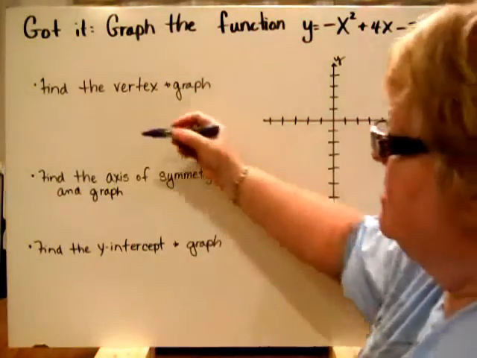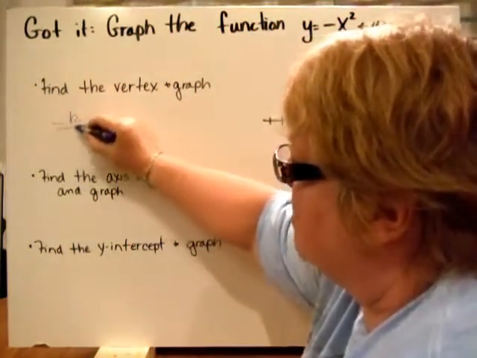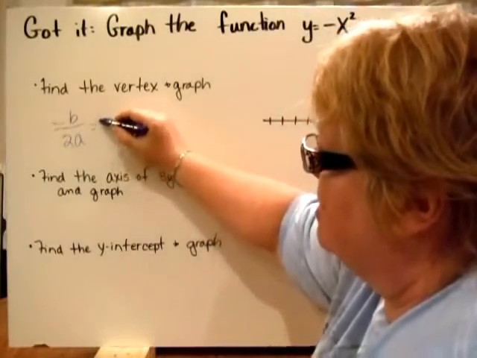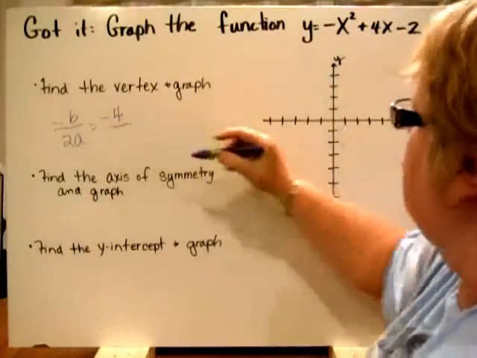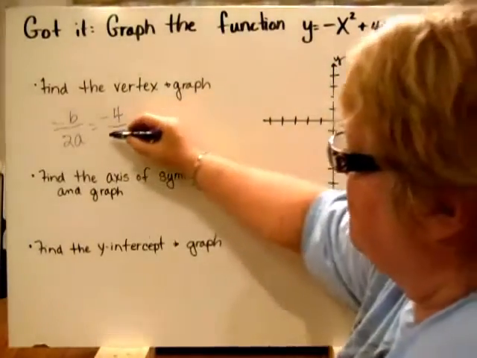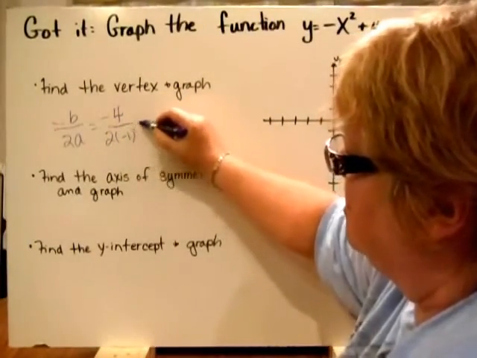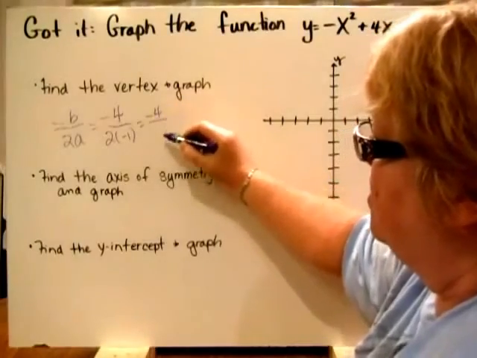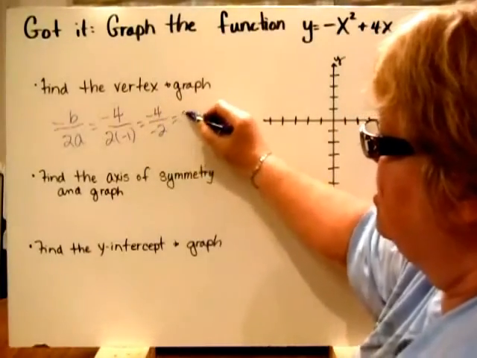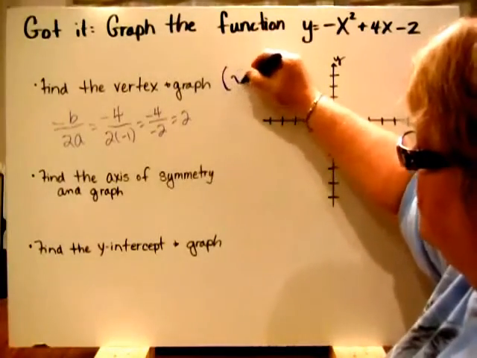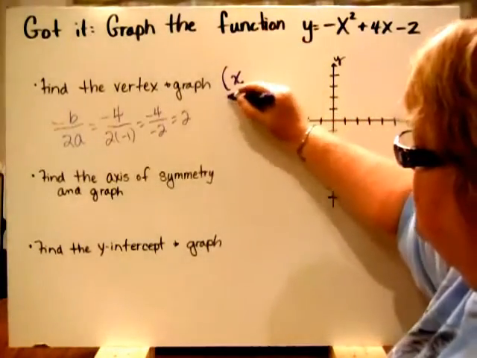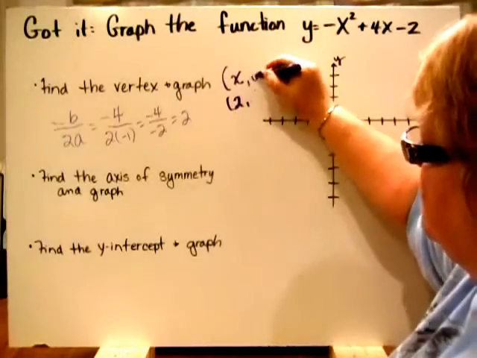Okay, the vertex is going to be negative b over 2a. So that will be the opposite of 4 over 2 times a negative 1, which will give us negative 4 divided by negative 2, which will give us a 2. So we know the x of the vertex is 2.